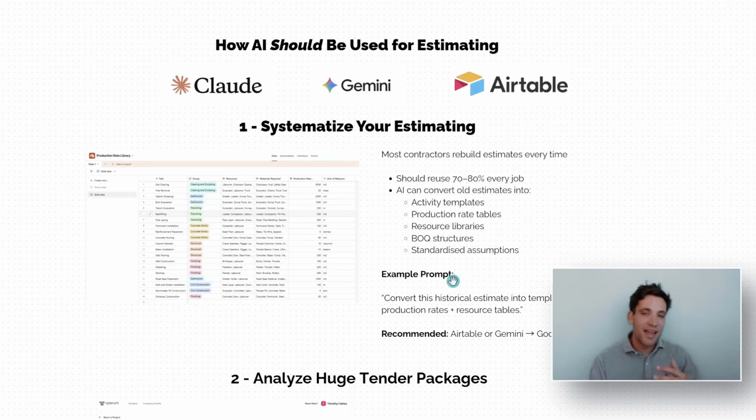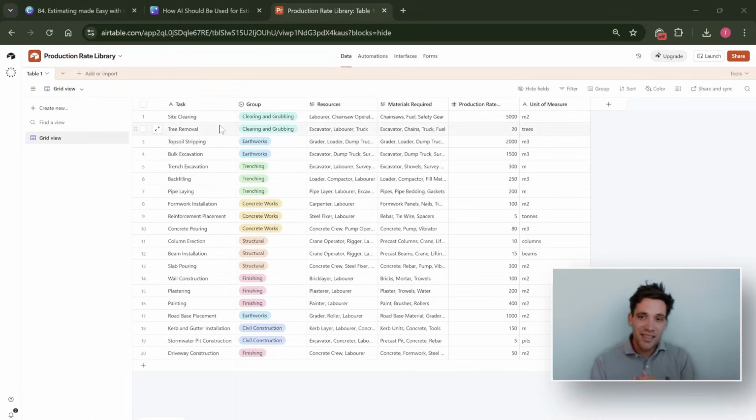The reason this is useful, and you could do it yourself, it'll just take longer, is that AI, I find, is very good at data analysis and extracting and structuring data. So if you take all your old estimates and you want to put them into a concise template or production rate library, that is a very good use case of AI. I would do this in Airtable because I love the data format of Airtable and I love how it allows you to structure and collate your data. So this is an example of an activity template library where you have all the different tasks you would reuse in all your different estimates. For example, clearing and grubbing, earthworks, trenching, trench excavation, backfill, pipeline.